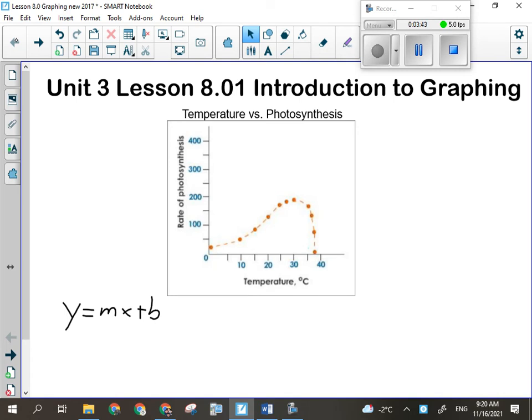Which of the axes has the manipulated variable on it? The x-axis. Yeah, the manipulated variable always goes on the x-axis. So we can see the effect on the responding variable as the manipulated variable changes. Okay, so as temperature increased, temperature was the manipulated variable, the rate of photosynthesis rose and then fell drastically. Okay, so rate of photosynthesis responded to the temperature. Manipulated variable always goes on the x-axis when you're making a graph. Okay, everyone all right with that?